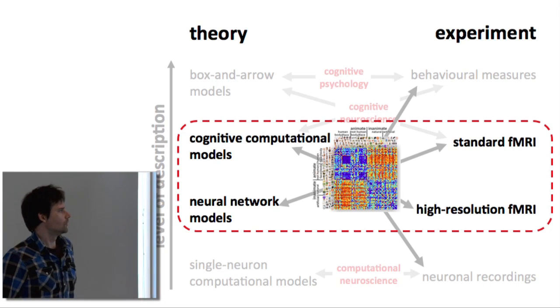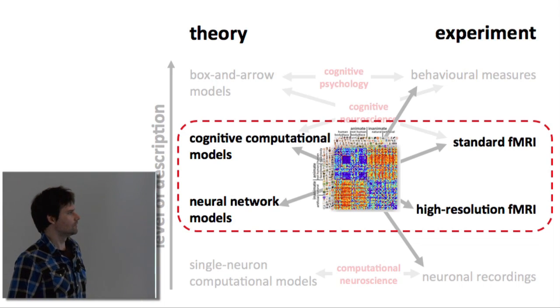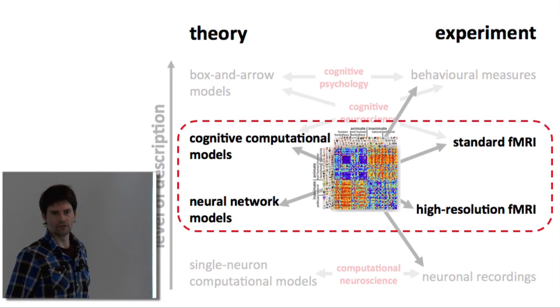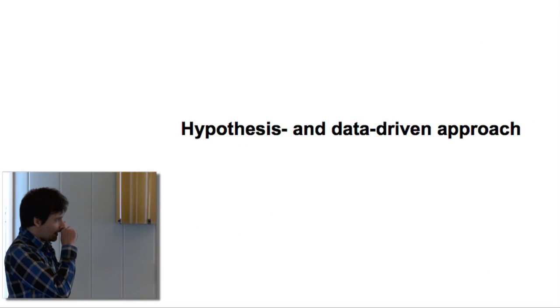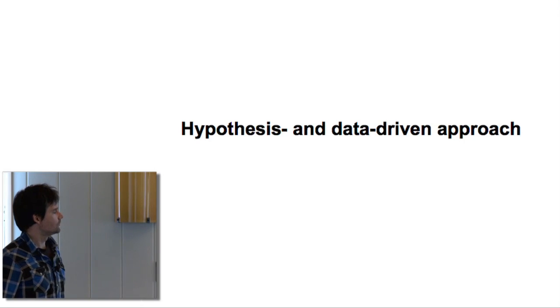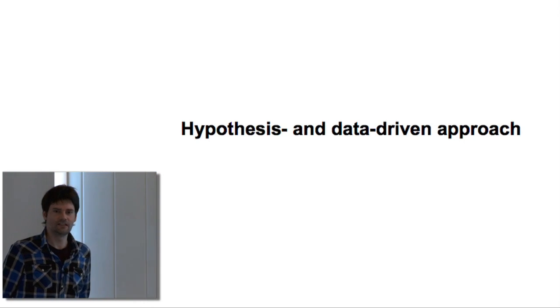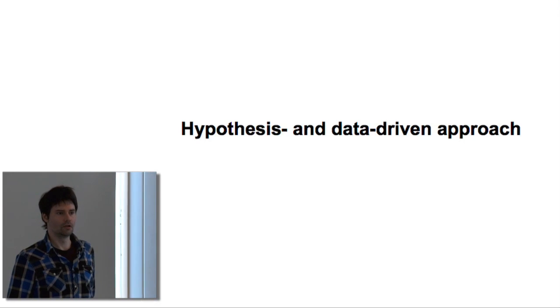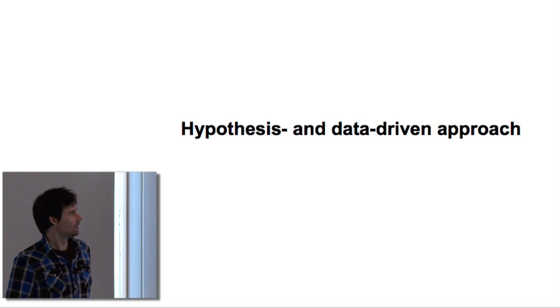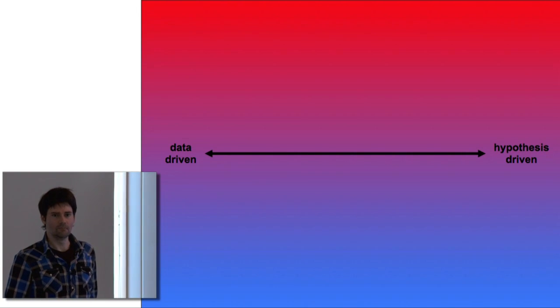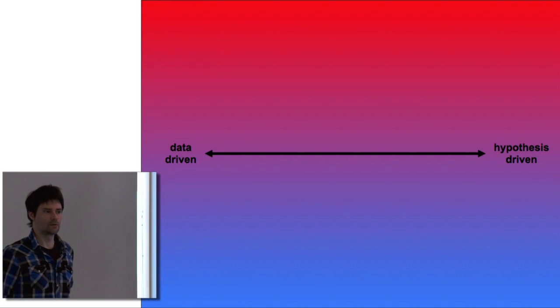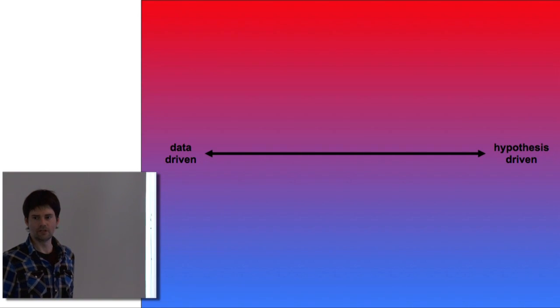I'd like to convince you that by using this level of description of the dissimilarity matrix, we can make these links at this crucial intermediate level of description. And what's very important to me also is to take both a hypothesis-driven and a data-driven approach to analysis and learning from empirical data. So there's this continuum between data-driven and hypothesis-driven, and most researchers have a preference somewhere along that continuum. And that's very interesting to me.